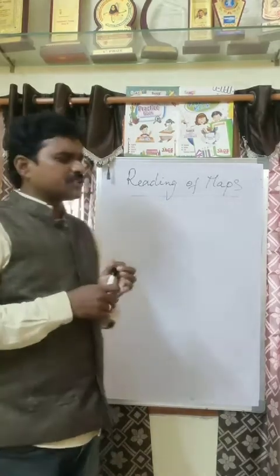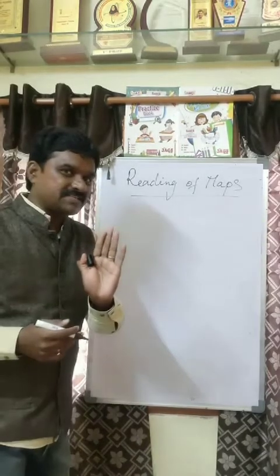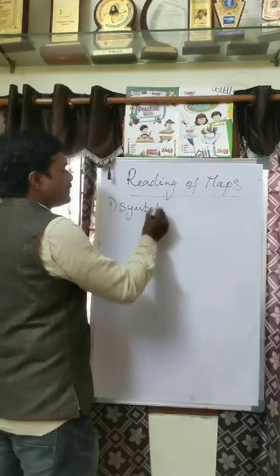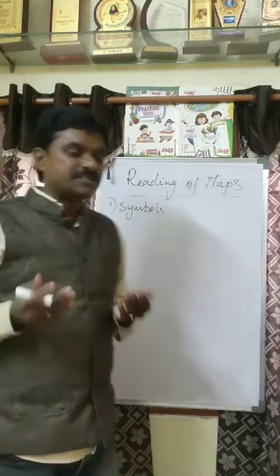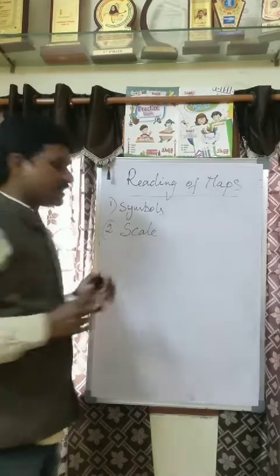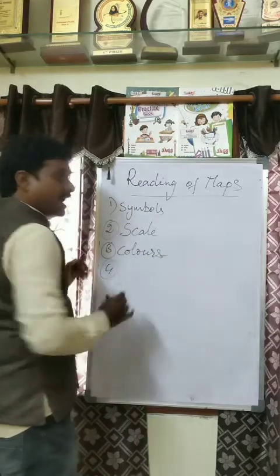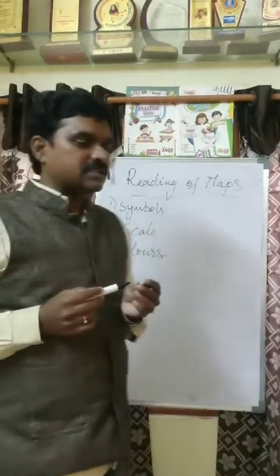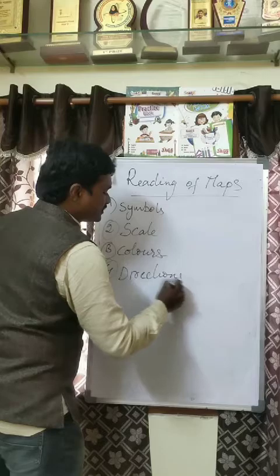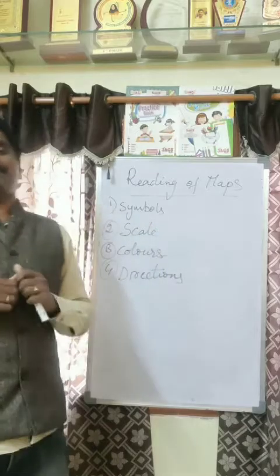If you see, dear students, we have 4 languages of the map. One map says about the symbols, another map shows about the scale, another map shows about the colors, and the last one that we come across is the map that shows about the directions. These are the 4 important languages of the map.